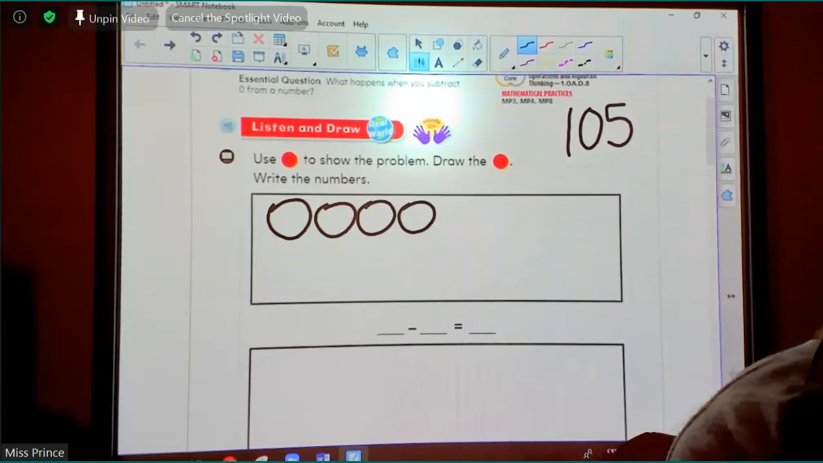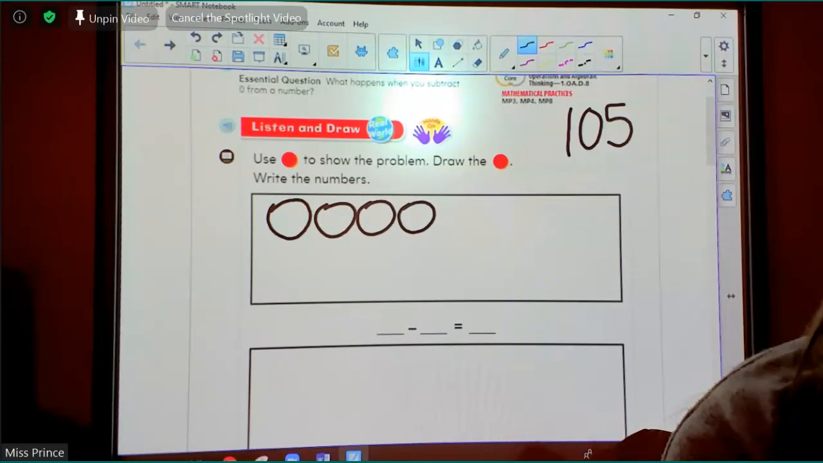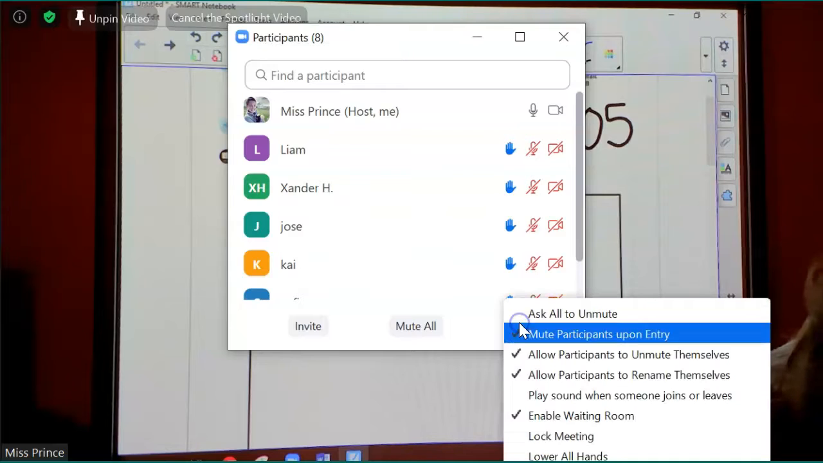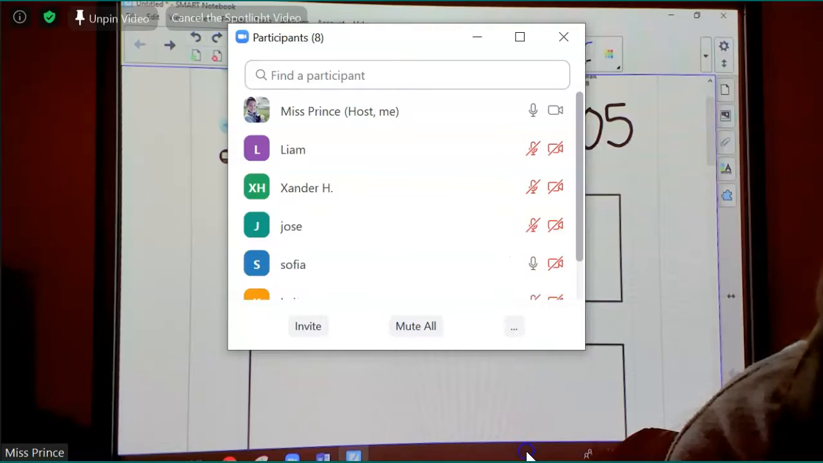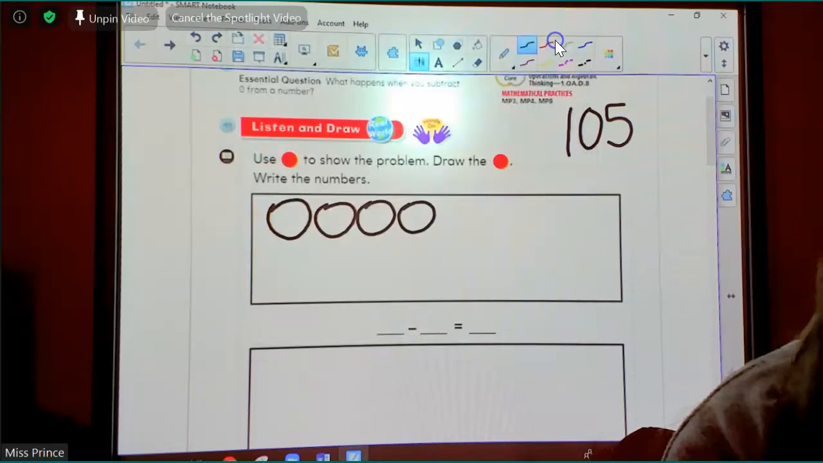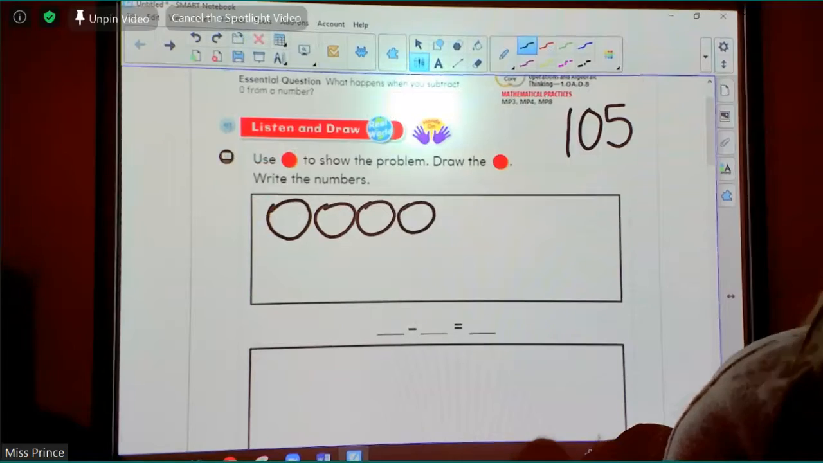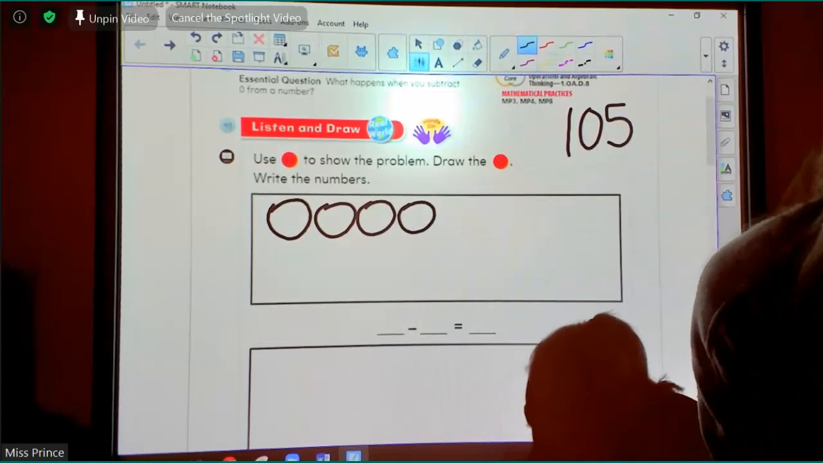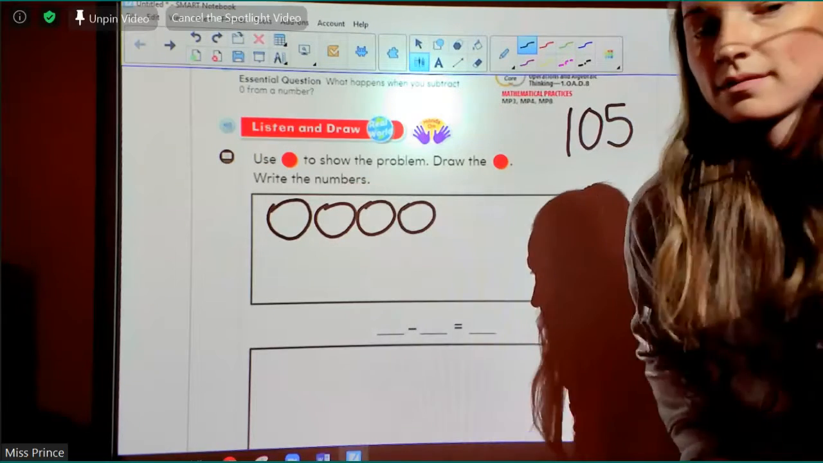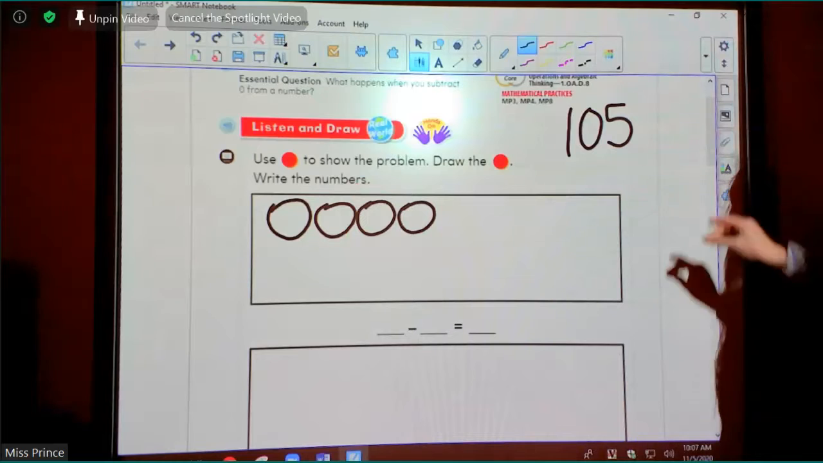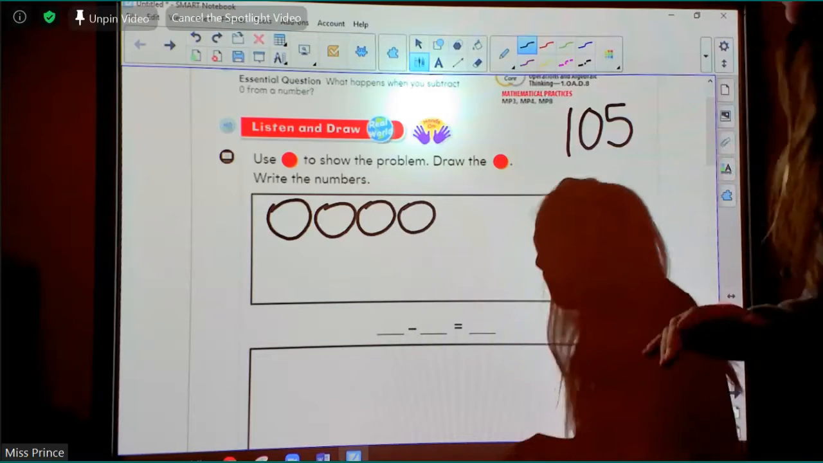Draw the 4 circles. Make sure you guys are muted unless I call on you. Miss Prince, can we use our crayons to color them? I would like you to use a pencil, just like me.